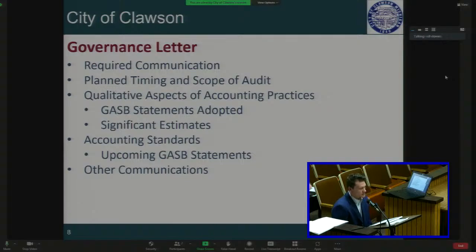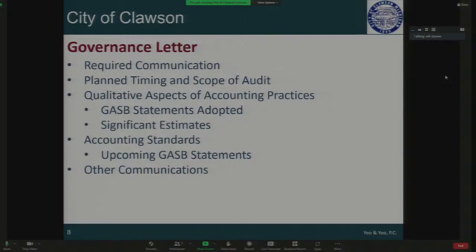It also describes what the significant estimates are, based on our evaluation of your accounting policies and financial statements. Those were the net pension liabilities, the net OPEB liabilities, and useful lives of capital assets. We evaluate those. We look for bias in the determination of them. We look for consistency with other municipalities, and we've determined they're appropriate.